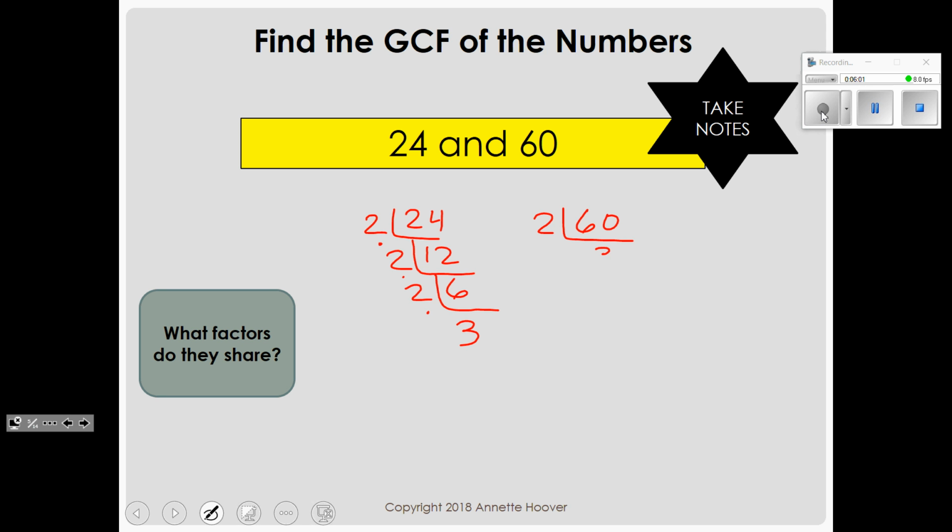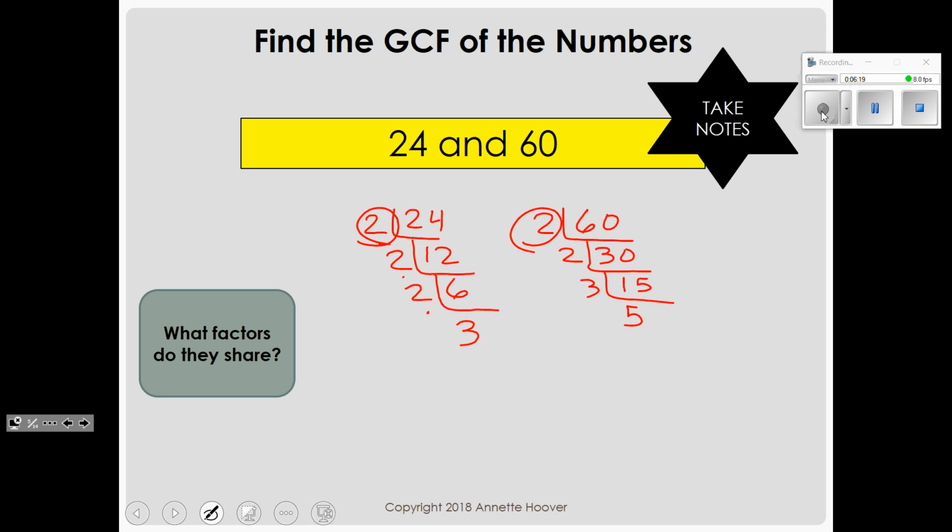60 is divisible by 2. 30 is divisible by 2. 15 is not divisible by 2, but the next prime number is 3. It is divisible by 3. 5 is prime. Now, once you find the prime numbers, you look for numbers they share.